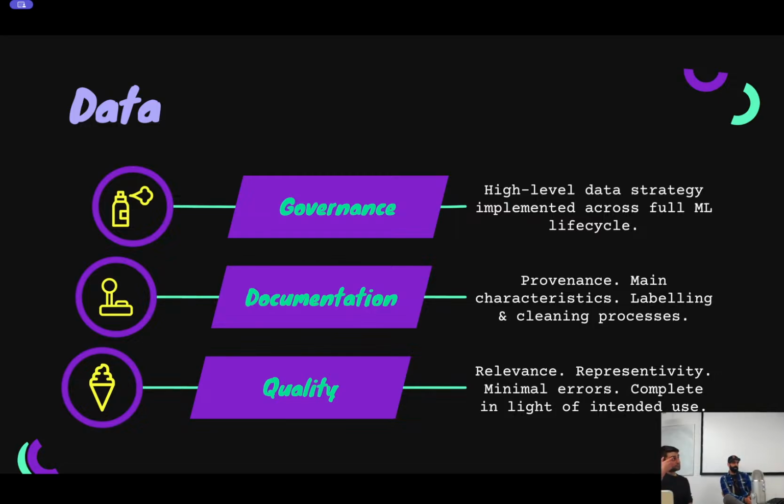Let's talk a little bit about data. So we talked about data governance, that's a requirement. Data documentation, that's a requirement. This last one's really important though. There are actually requirements around the quality of your data. It has to be relevant. It has to be representative. It has to contain, I have minimal errors here. I think the exact language is, to the best extent possible free of errors.